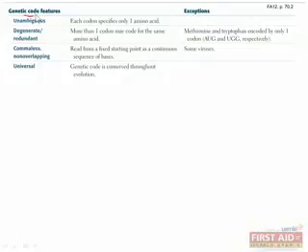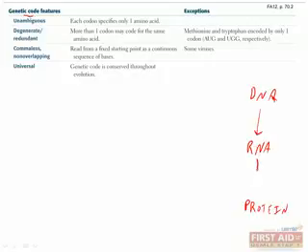Next, I'll talk about the genetic code. I won't spend much time on it since you probably already learned a lot about it in high school, but I'll cover some key points that you might see in your exam. The genetic code is used to translate RNA into protein.